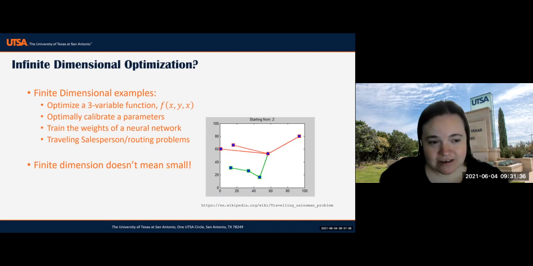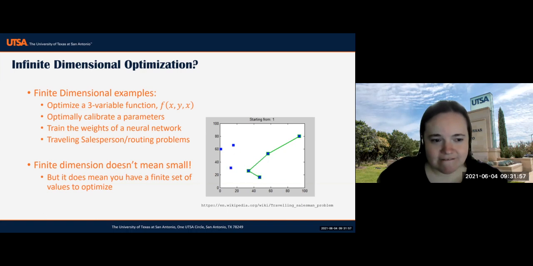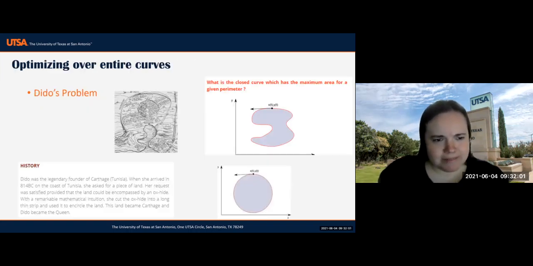As especially these last two examples show, finite dimensional does not mean that it's a small problem, and it doesn't mean that it's going to scale well. In fact, this traveling salesperson problem is NP hard. You can't even solve it after a while. It gets exponential. So it doesn't mean that they're small, but it does mean that you have a finite set of values to optimize. So here's an example where you don't have a finite set of values.